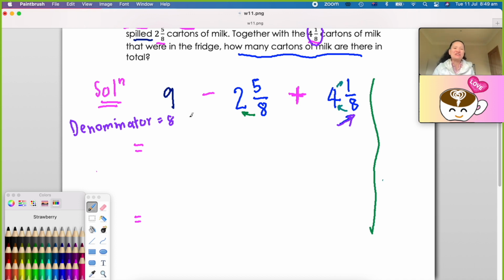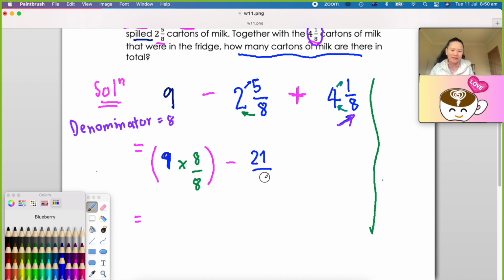From here, we know that the denominator is 8. So we're going to make all of them have denominator 8 and simplify them, make them turn into improper fractions. Okay, let's go. Now we have 9, and I would like to have that 9 with denominator 8. What I'm going to do is multiply by 8 over 8. Okay, I put this bracket here, and then subtract. 8 times 2 is 16. 16 plus 5 is 21. So it's 21 over 8.